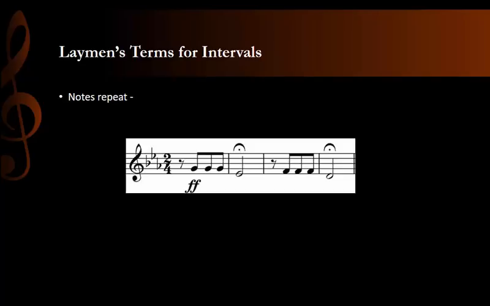So one of the easiest things to hear is that notes repeat. And when you look at it on sheet music, you can see here that these 3 notes are all on the same line of the staff, the lines and spaces that we read music on, all on the same line. So we would say that those repeat. And here again, where these are all on the same space, we would say that those intervals repeat as well.